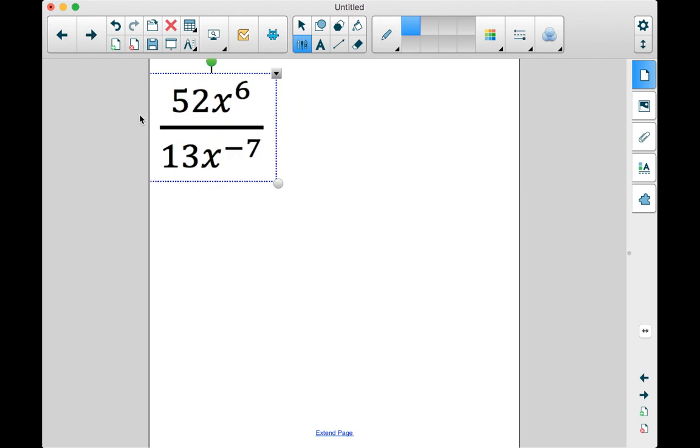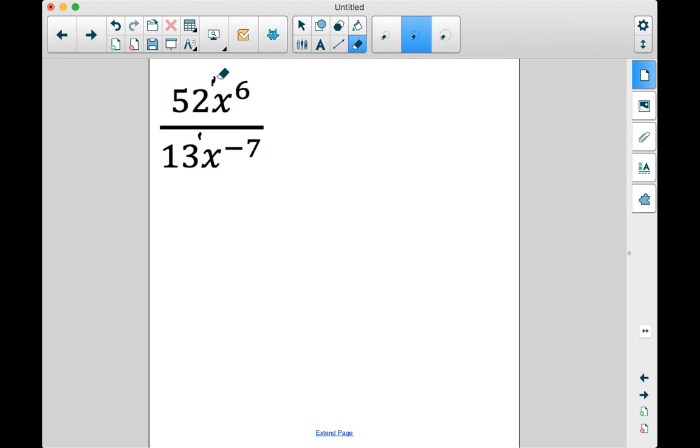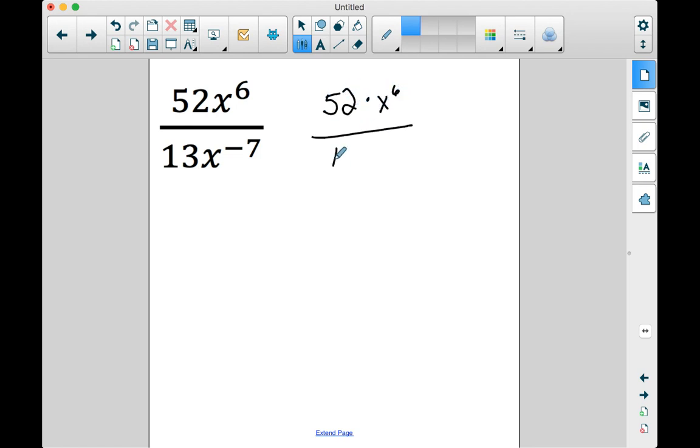Okay? All right, same thing, let's jump over to this one. Same thing here. So I can treat this as 52 to the power of 1, 13 to the power of 1. Those are fine. Just know that whenever you do something to the power of 1, it is itself. Okay, it is itself. So I can think of this as 52 times x to the 6th divided by 13 times x to the 7th.